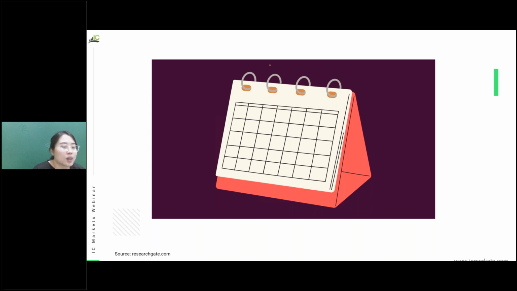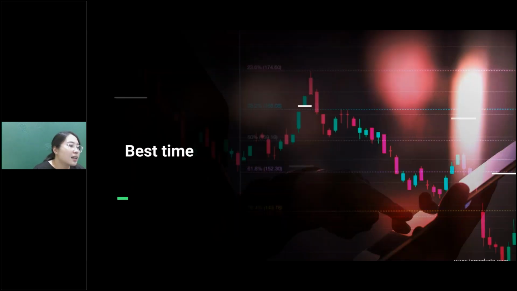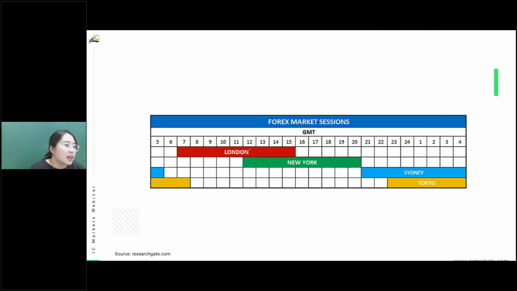So don't listen to anyone. There is no best day to trade. Every day is good to trade as long as you find high probability trades. If your trade is high probability, it doesn't matter what day it is. Oh wait, unless there's news that day. If there's news that day, be careful. Other than that, where's the best time to trade? London, New York, Sydney, Tokyo. What's the best time to trade?